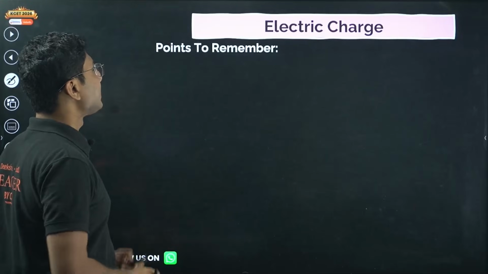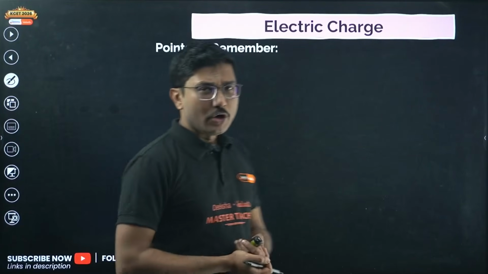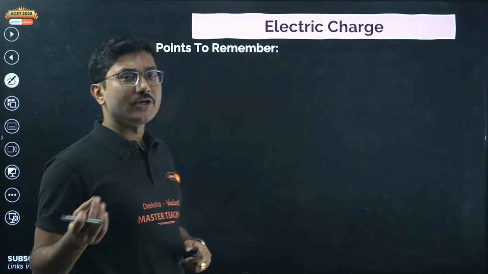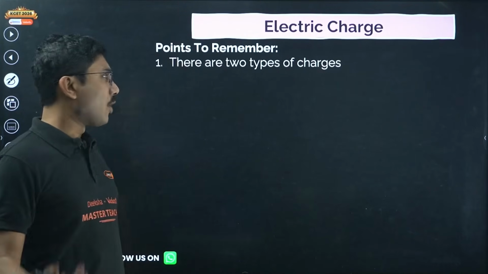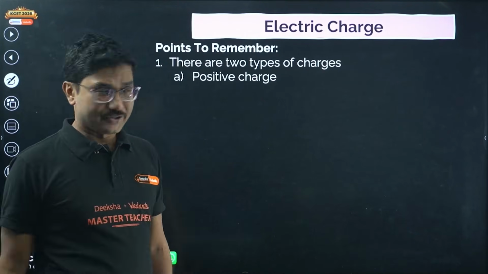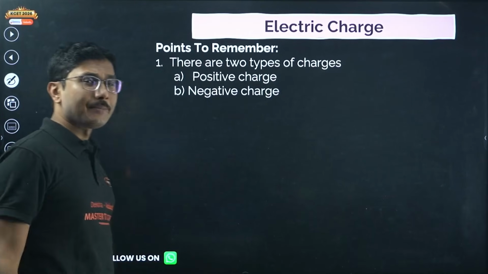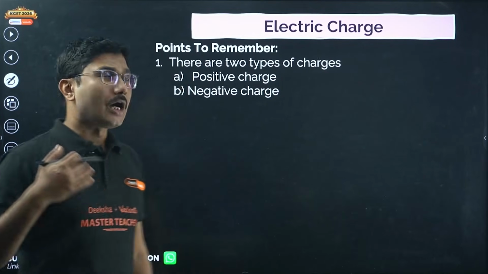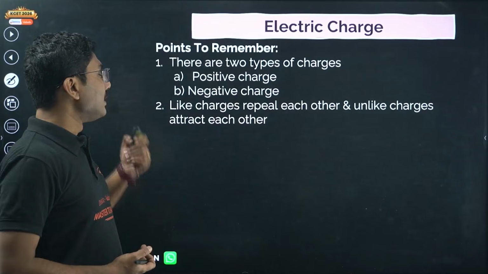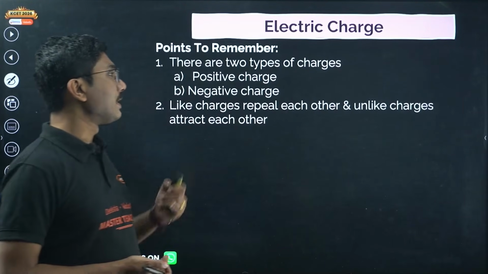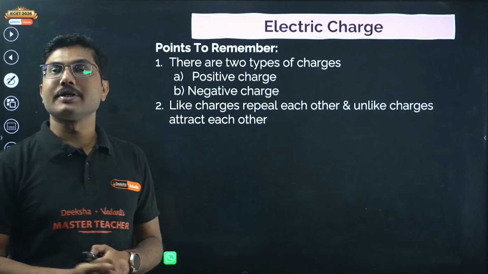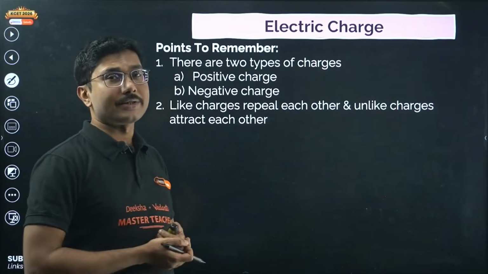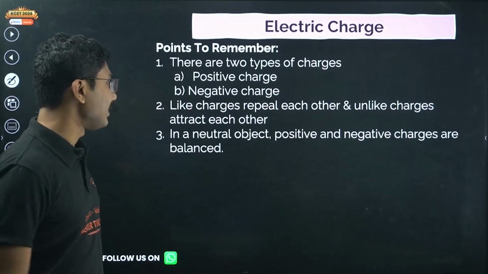So first we will start with electric charge. When we are talking about electric charge, you have to remember a few things: there are two types of charges, one is positive charge, one is negative charge. We will see the meaning of positive and negative charge as well. Like charges repel each other and unlike charges attract each other. If the charges are the same in nature, they repel. If the charges are opposite in nature, they attract each other.